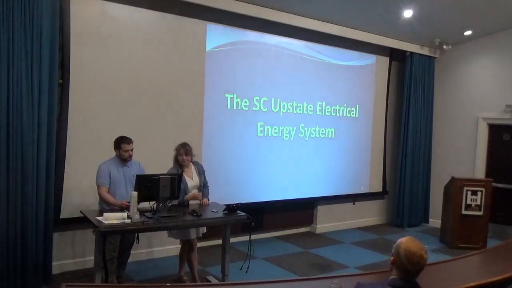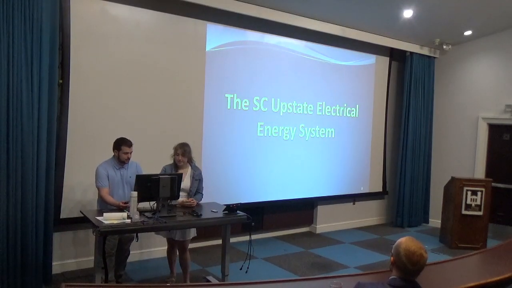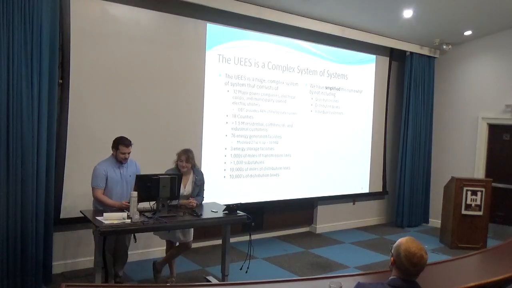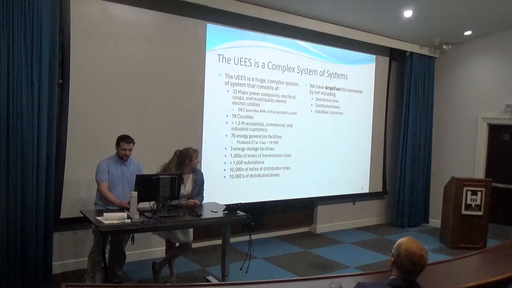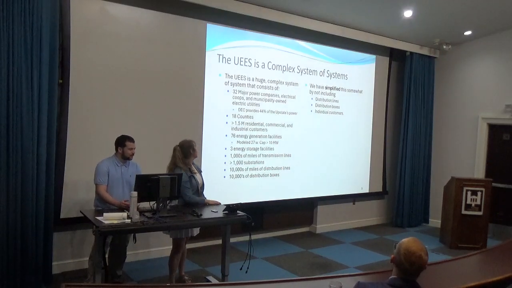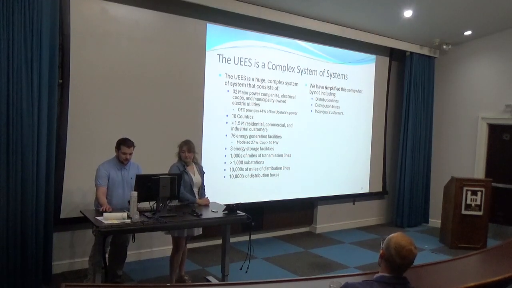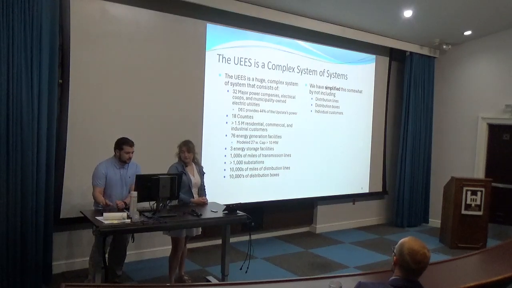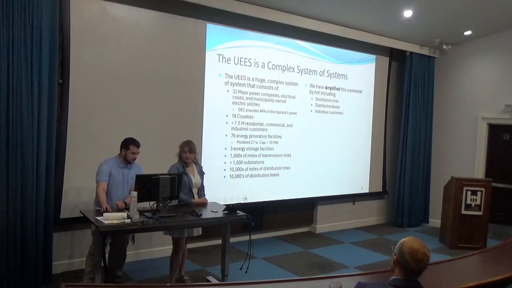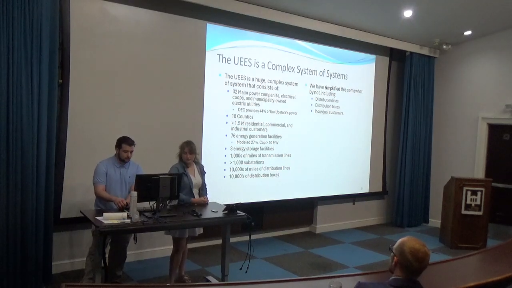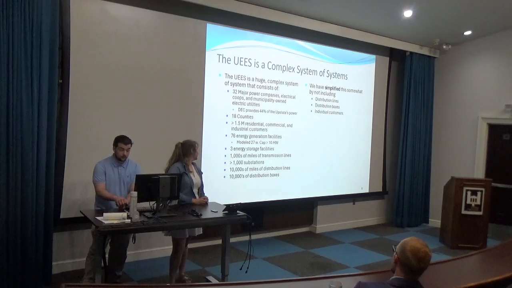Now, to give a brief overview of the Upstate South Carolina's electrical energy system, you can probably assume the Upstate's electrical energy system is quite expansive in size and complexity, otherwise we wouldn't be here. With a ton of moving parts and interconnected systems, as you can see, the UEES consists of 32 power lines, 18 counties, over 1.5 million individual consumers, 76 generation facilities, 3 storage facilities, thousands of miles of transmission lines, thousands of substations, tens of thousands of miles of distribution lines, and tens of thousands of distribution boxes.